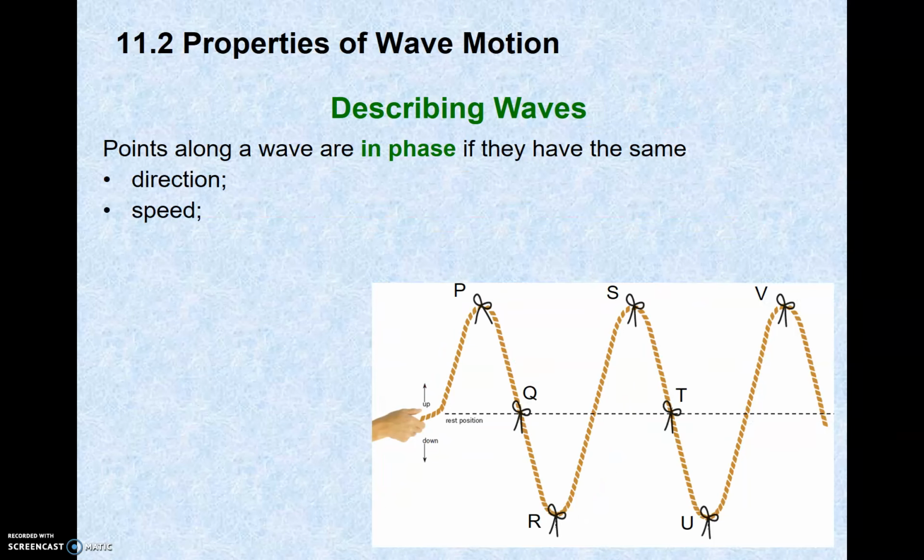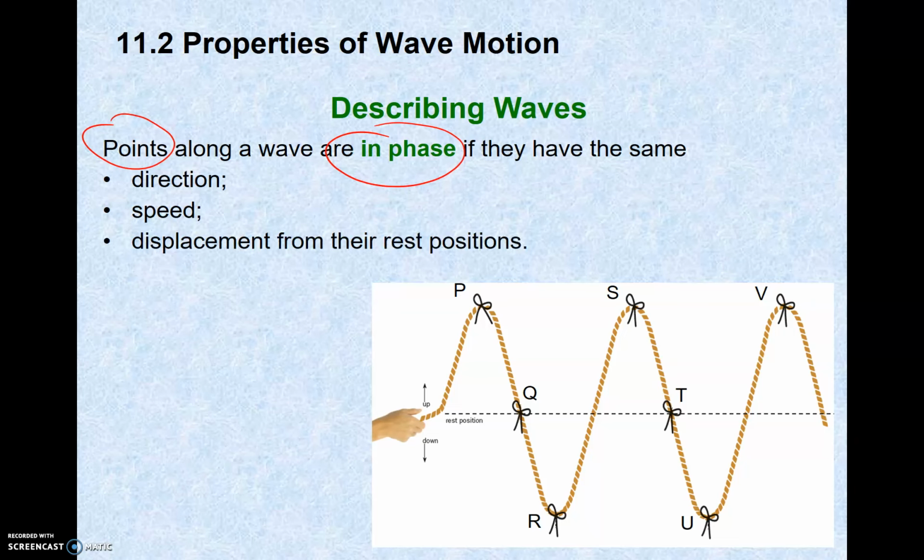Now, the other terminology that you tend to hear quite often in describing the wave is what we call in phase. When we say two points on the wave are in phase, what do I mean? In phase basically means that the points have the same direction, speed, and displacement. What I normally tell students is that in phase means the points are exhibiting the same motion, the same action.